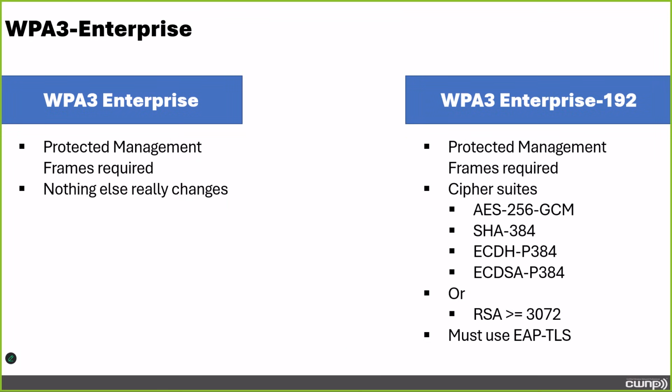Then we have, of course, the new WPA3 Enterprise requirement of PMF. So other than that, WPA3 Enterprise without 192-bit mode still looks an awful lot like WPA2 Enterprise. WPA3 Enterprise 192, though, does require certain things to come up to compliance with certain requirements of some governments and other organizations, where we end up using GCMP 256 or AES 256 GCM, it's sometimes called. We use SHA 384, ECDH P384, ECDSA P384, or we could use RSA greater than 3072.